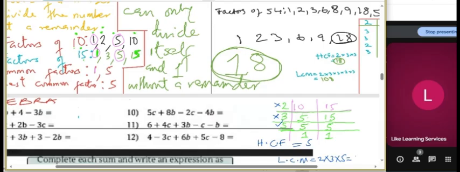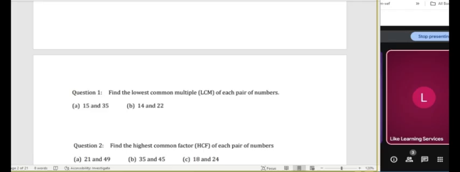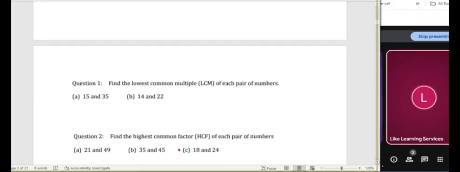Which is 30. All right, let's see some of the other questions you did. Okay. Can we see this one? Can we do both the LCM and the HCF of this? So tell me what to do.